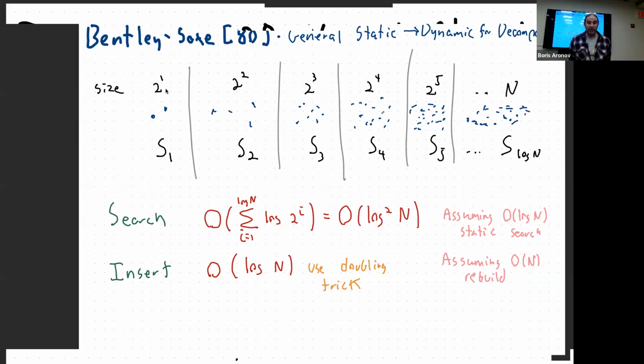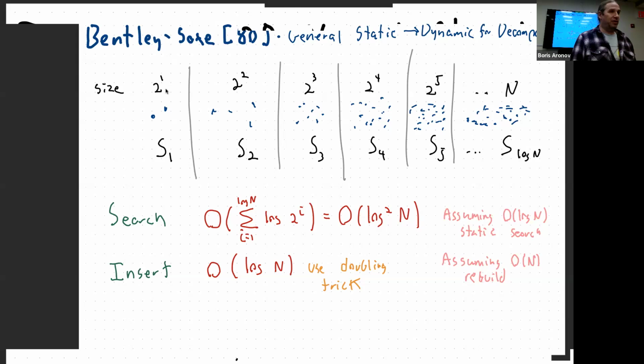Yeah, good question. So here, with the Bentley-Saxe method, you simply do point location in each of them and combine them. There are log n sets. You do point location in each of the sets. That gets you your log squared. Super easy. And insertion is log n. Okay? So this is a very easy way to get your log squared.